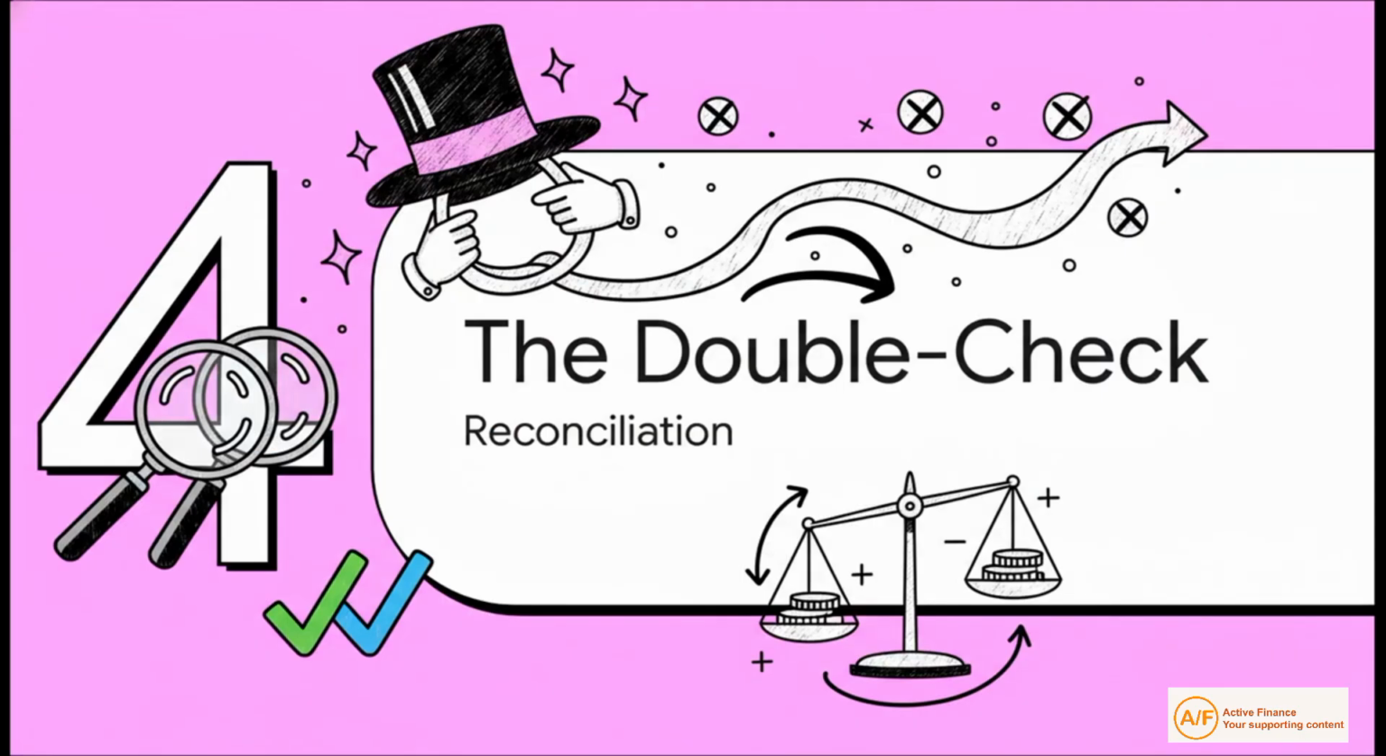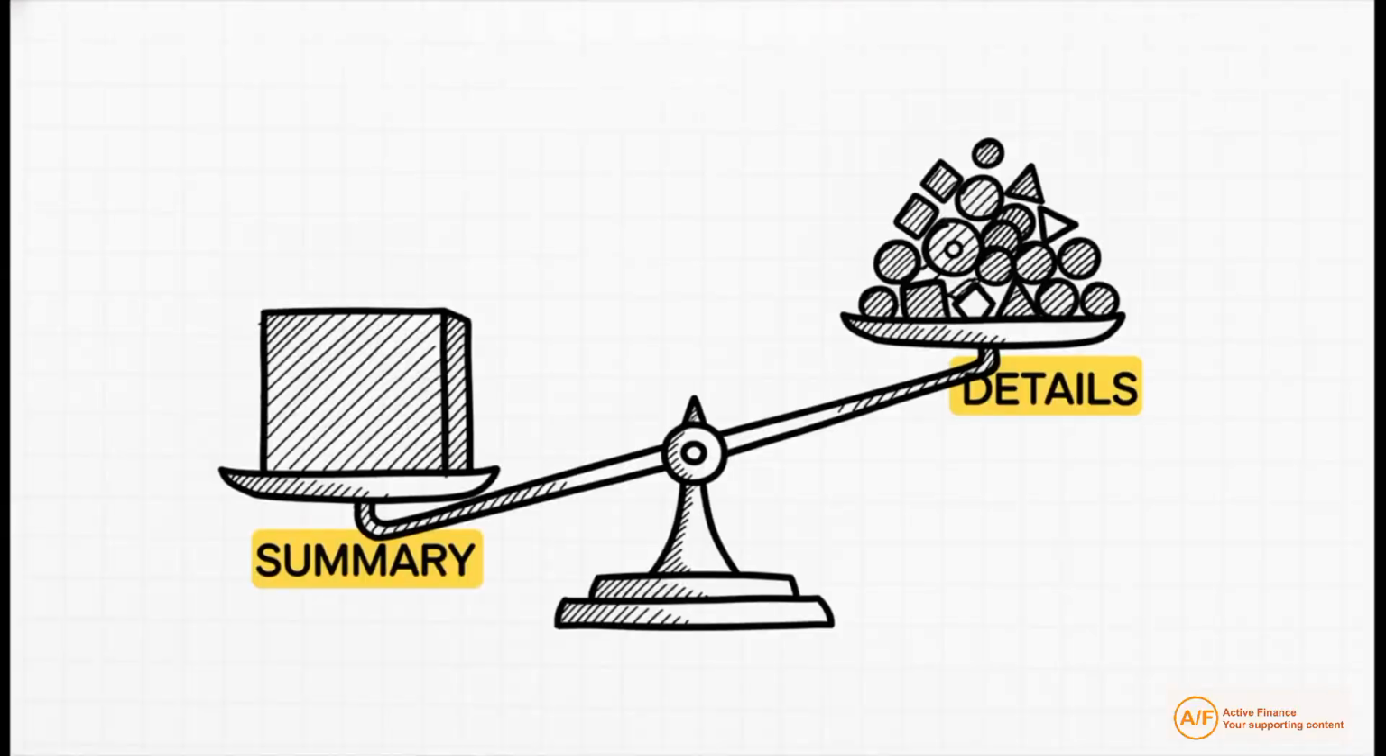And now for the magic trick. How do we actually use this thing to find those errors? Well, it all comes down to a process called reconciliation, which is really just a fancy word for a super important double check. The whole goal here is just so simple. Does the summary number in our control account actually match the sum of all the little individual detailed accounts it's supposed to be tracking? Let's see how it works.